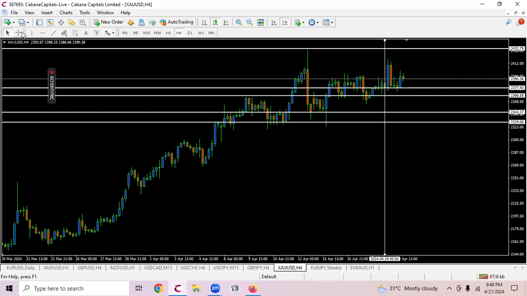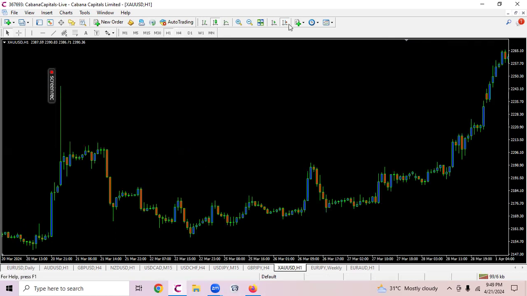So my expectation is that this coming week gold will hit this level, which is about 417 pips from the current market price. Let's see what we have on the 1 hour time frame.